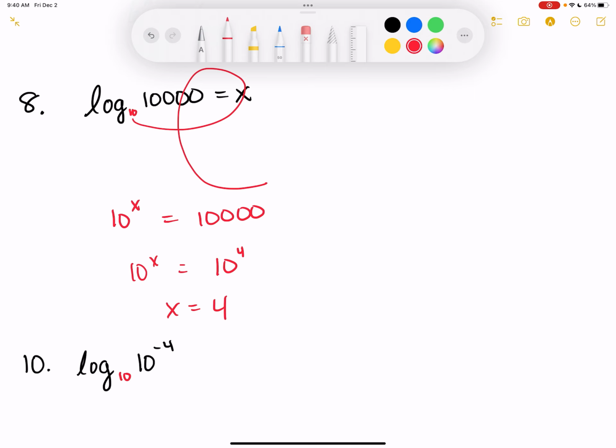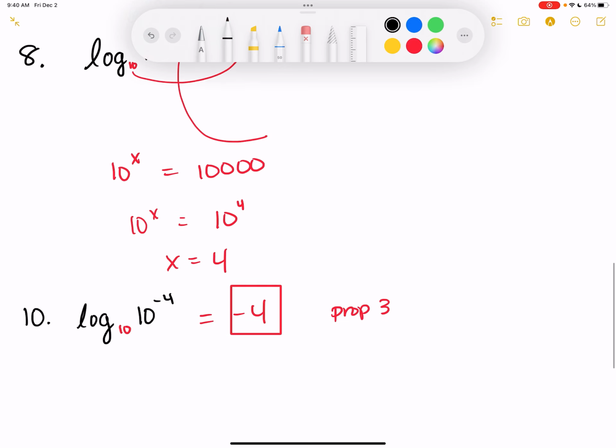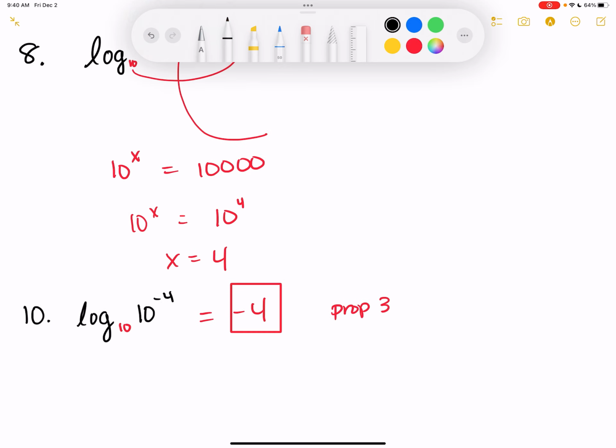Well, it can't be y. There's not a y in our problem. Negative 4. Okay, because these 2 things cancel each other. So that one is property 3 again. I see now.